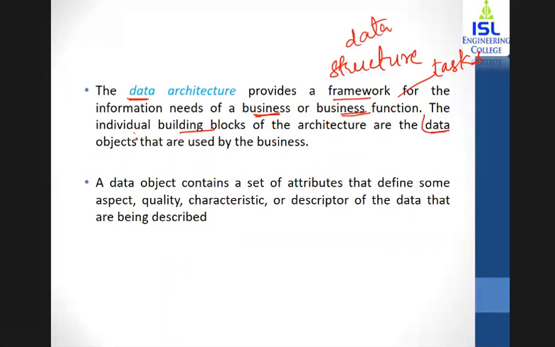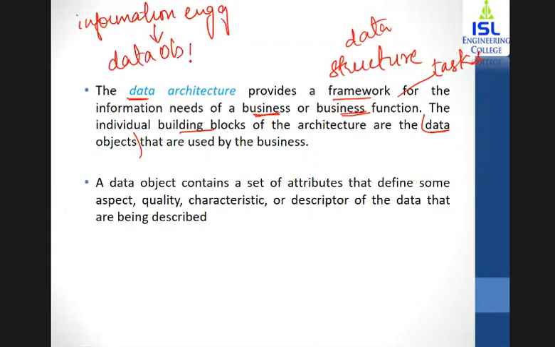Now what are these data objects? We'll take an example for a data object. Suppose there's an information engineer. Now this BPE is completely focusing on information or data. So you're going to have an information engineer, and this information engineer is going to define a data object. Taking an example, it can be a customer or it can be a product. So these are two examples of data objects.